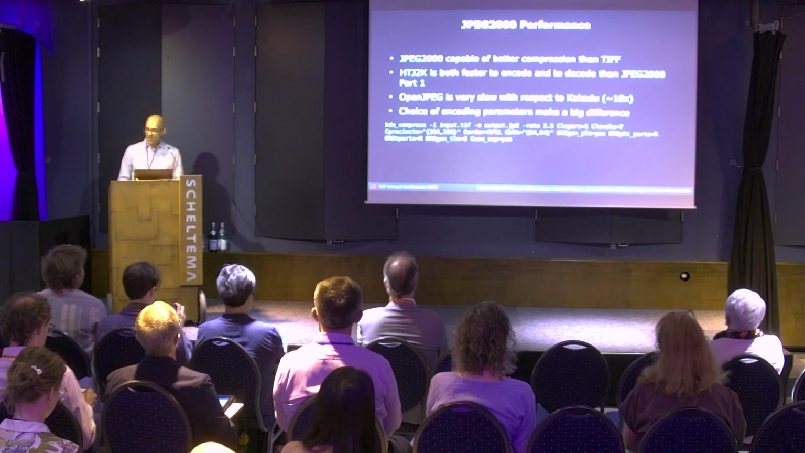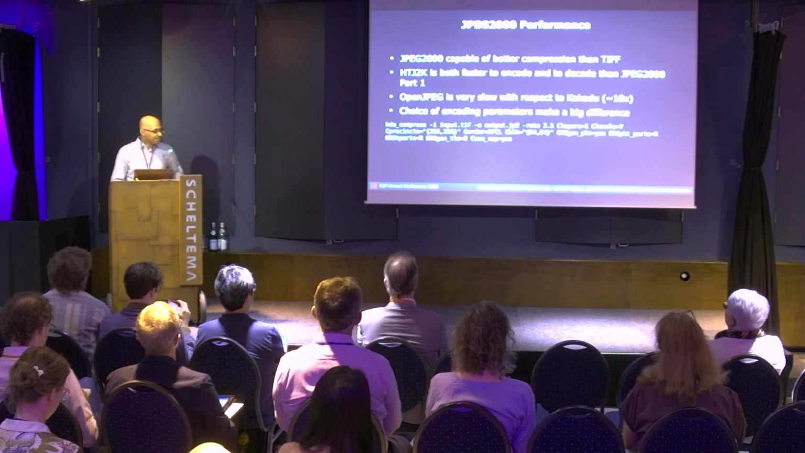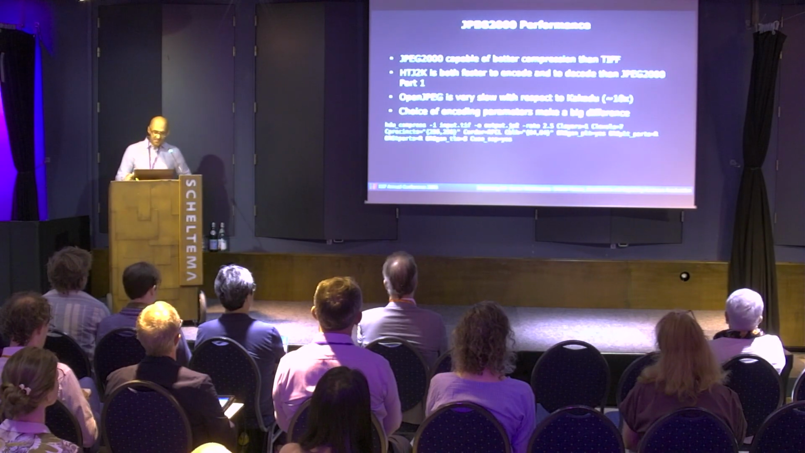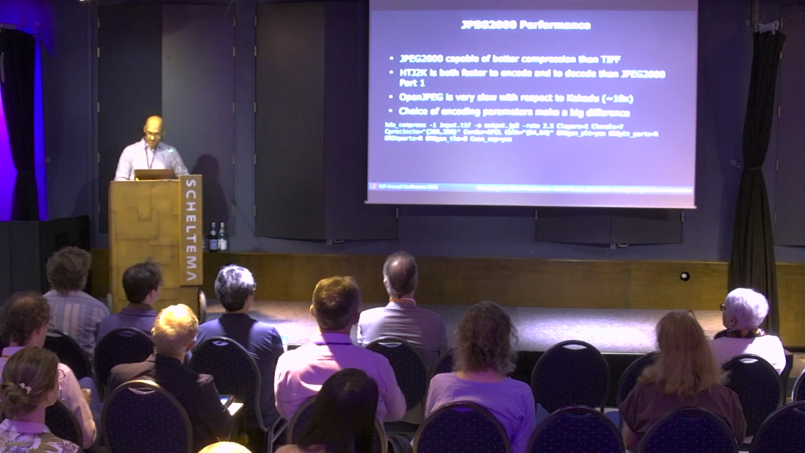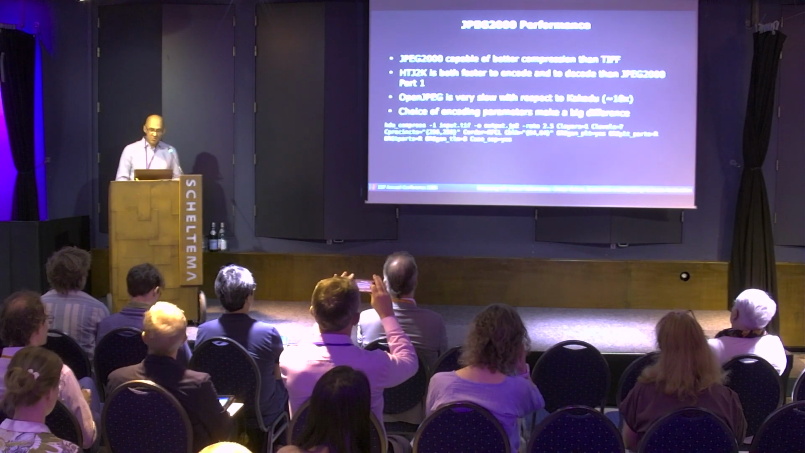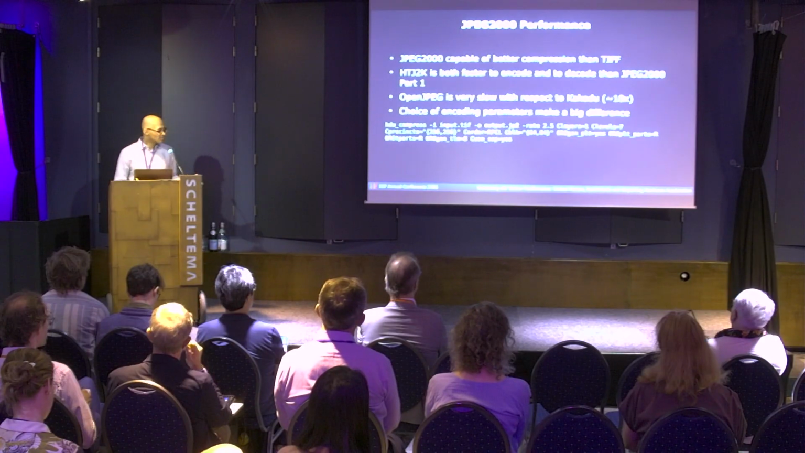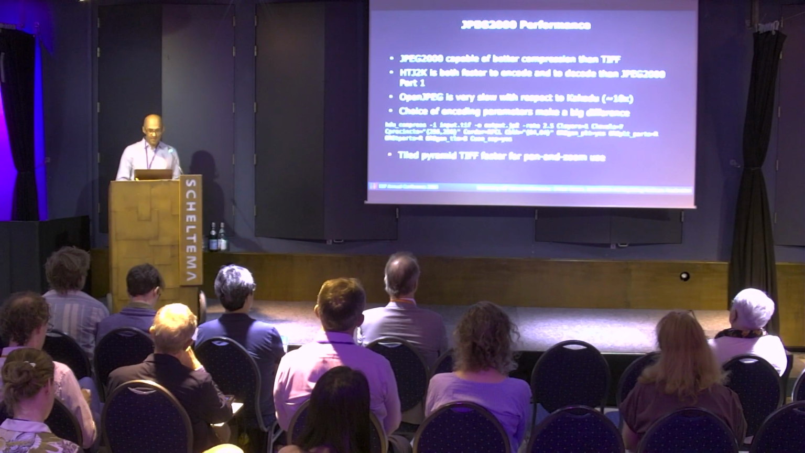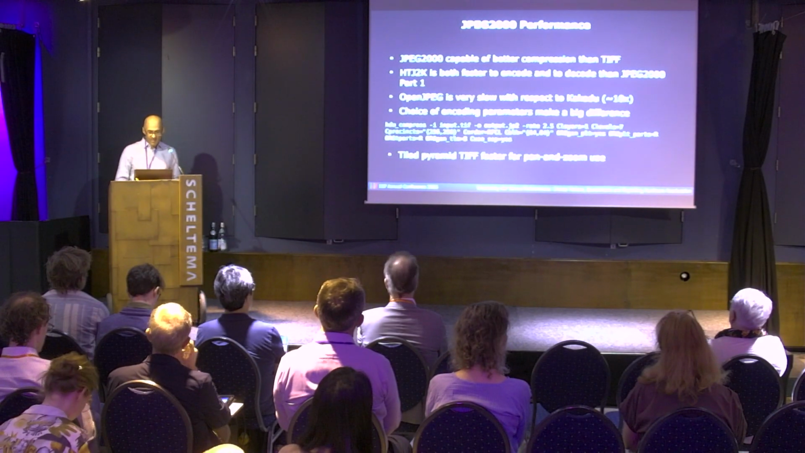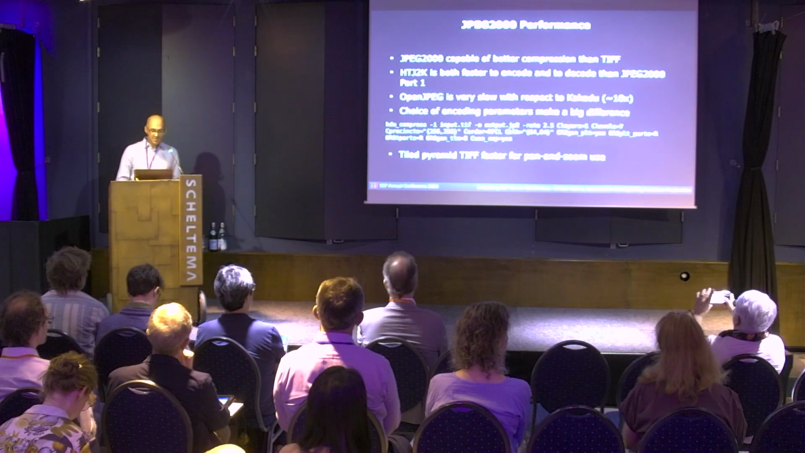So in our paper, which we published, we suggested some optimal encoding parameters. So here's an example here. Make sure you use code blocks, make sure you use your precincts, and use the appropriate markers. But as I said, for pan and zoom use at least, TIFF is actually faster.